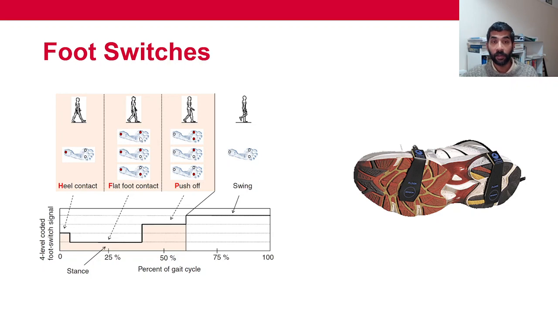If the heel and the switches on your metatarsals both are touching the ground, then you can kind of say that your foot is flat on the ground. And then as the heel starts to rise, you can talk about heel rise phase. And if all the switches are off, you can say that you're on the swing phase. So it helps you to kind of delineate the gait cycle and detect the gait cycle. So that's one thing that people use.